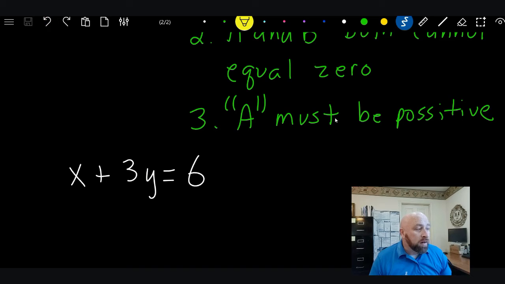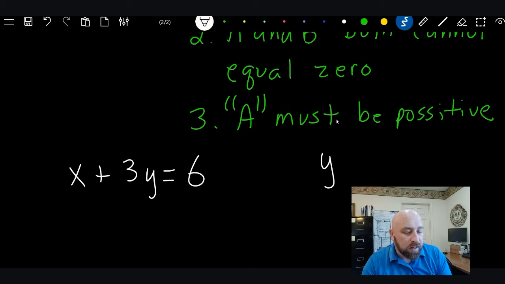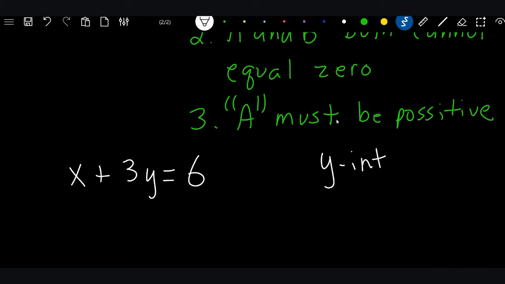And now, here's the trick. If you are looking for the y-intercept, then here's what you're going to do. We're going to put 0 in for x. So we're looking for the y-intercept.